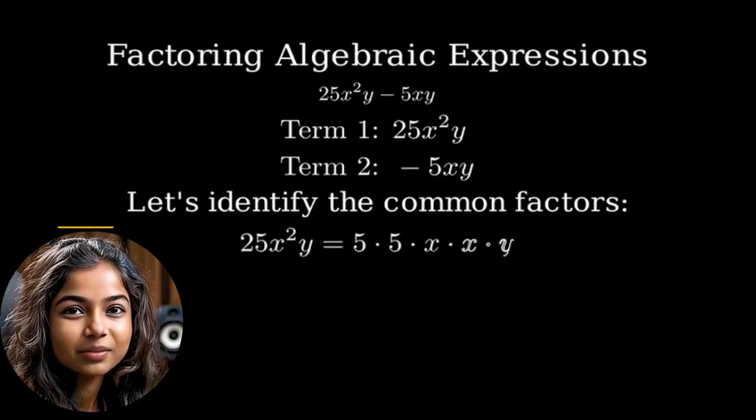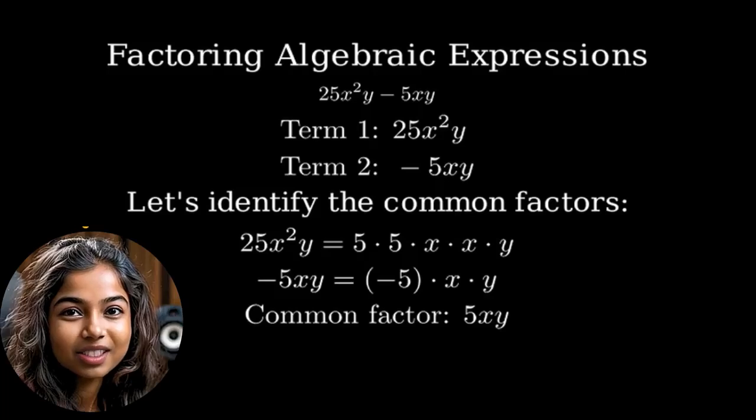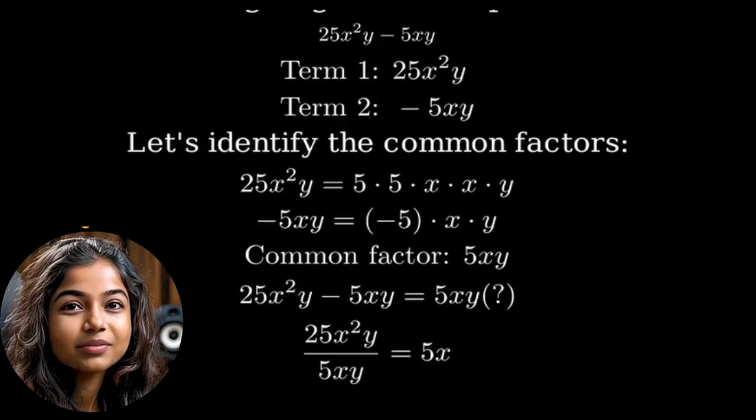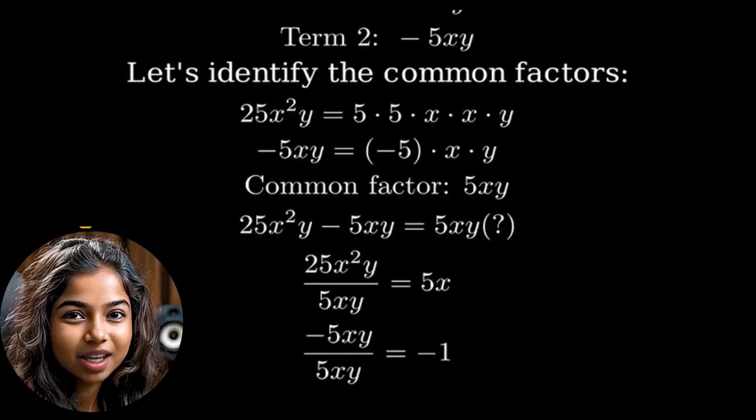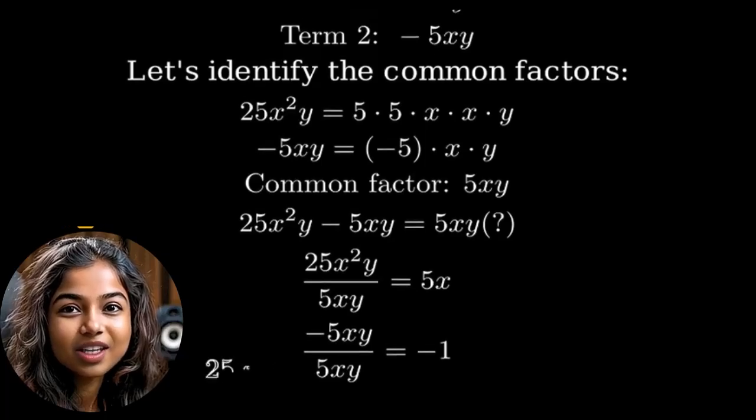Let's break down each term into its factors. In the first term, we have 5 times 5 times x times x times y. In the second term, we have negative 5 times x times y. Now, looking at both terms, we can see that 5xy appears in both terms. This means 5xy is our greatest common factor. Let's factor this out. To find what goes inside the parentheses, we divide each term by 5xy. For the first term, 25x squared y divided by 5xy equals 5x. For the second term, negative 5xy divided by 5xy equals negative 1. Therefore, our factored expression is 5xy times the quantity 5x minus 1. Let's verify this is correct by distributing back.